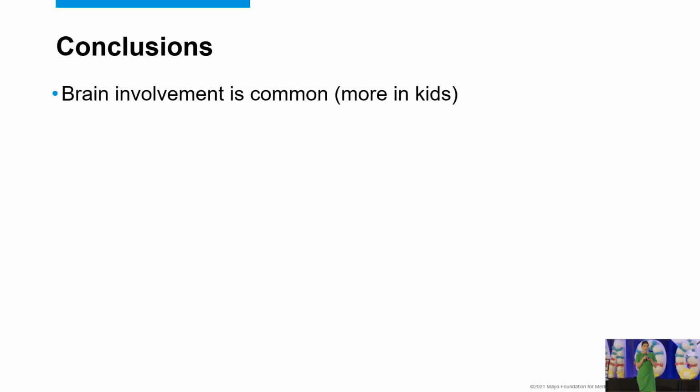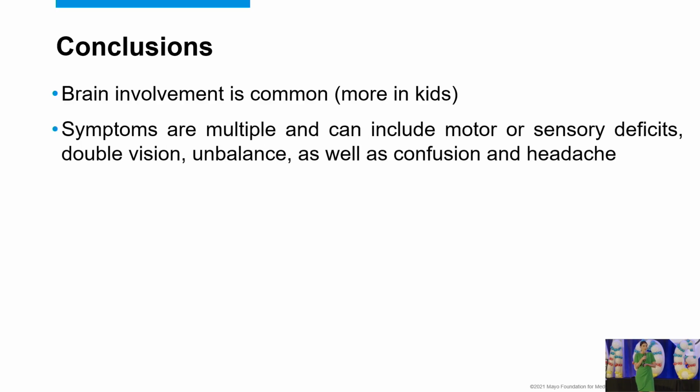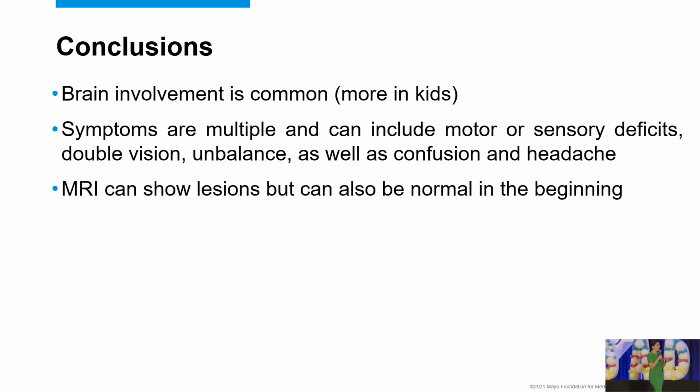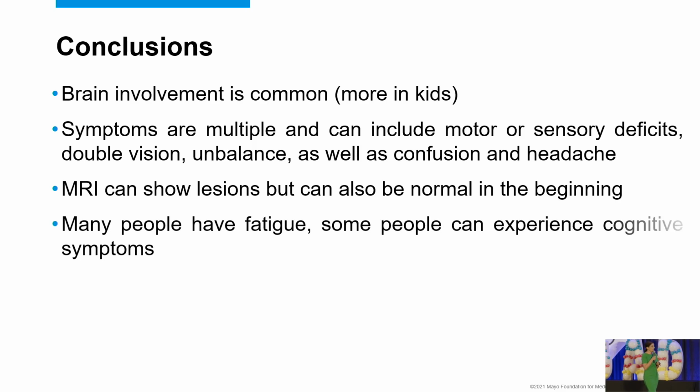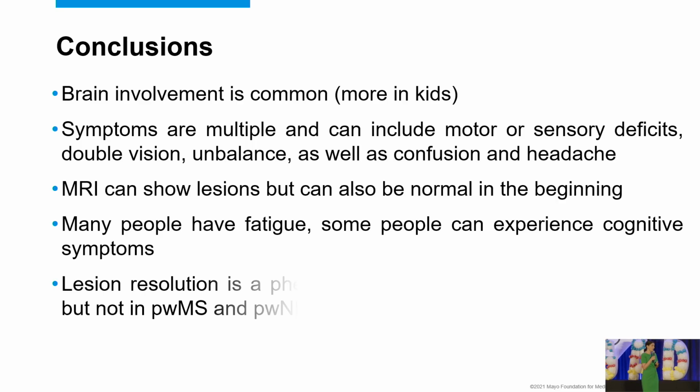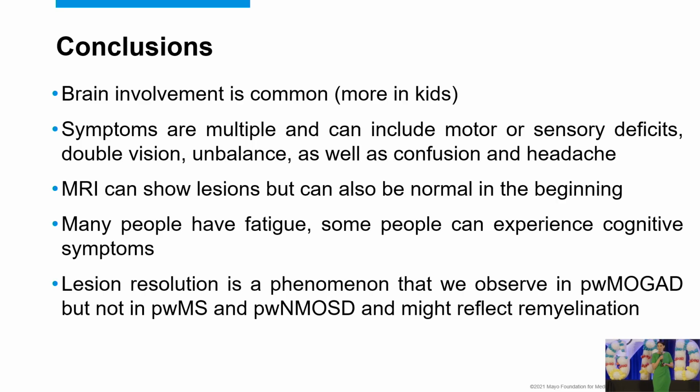And so to conclude, the brain involvement is common, especially in kids. The symptoms are very variable. We can have motor, sensory deficits, double vision, imbalance, but also confusion and headache. The MRI can show lesions, but can also be normal in the beginning. Many people have fatigue. Some people can have some cognitive symptoms. But lesion resolution is a phenomenon that we observe in people with MOGAD, not in other diseases, and might reflect some mechanism of remyelination.